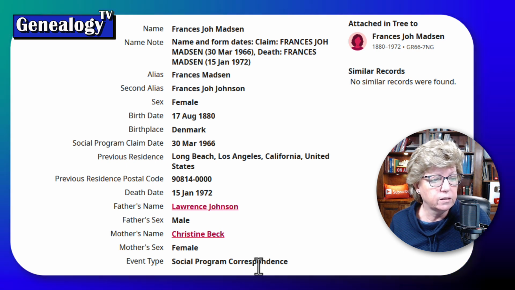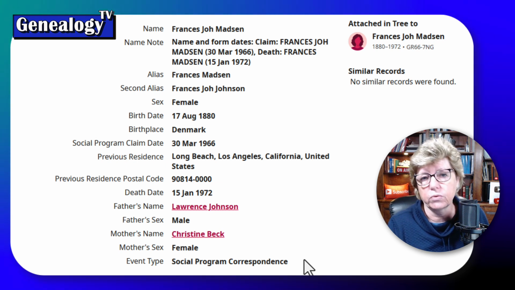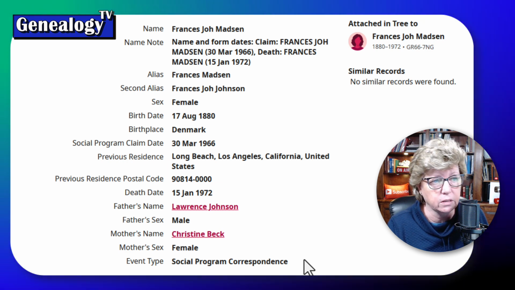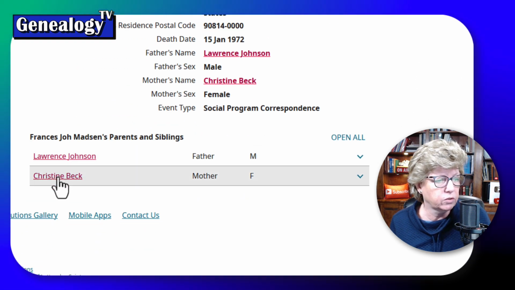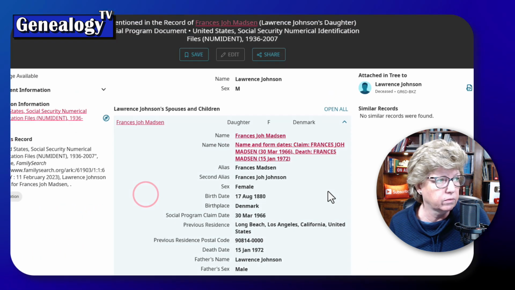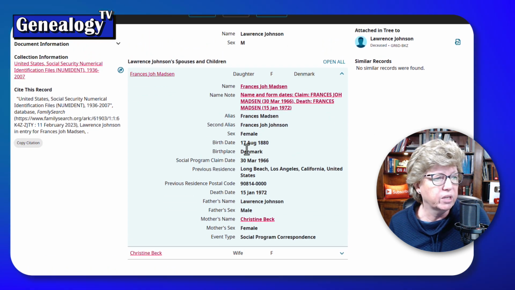So there is some sort of correspondence. Now, we could write for this correspondence through the Social Security Administration. It just depends. More than likely, it's just an application after her death for death benefits. So that is good information. You can scroll down, and it looks like a hyperlink, but I'm going to guess it doesn't go anywhere except for the same record in reverse. So this is Lawrence Johnson, her father, but it's the same record about Frances Madsen.